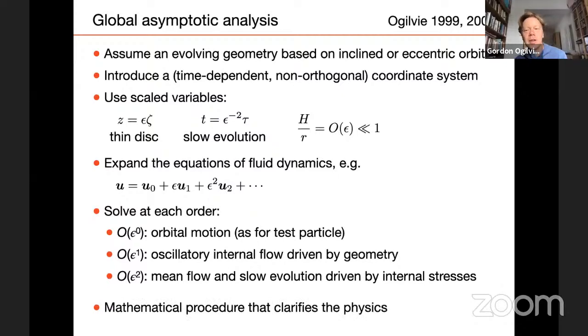So, okay, this is a very mathematical procedure, but it also has a physical meaning, because this asymptotic analysis allows you to separate the different length scales in the problem and the different time scales, and therefore it helps to clarify the physical processes that are going on, and it really helps with the interpretation of the physics.